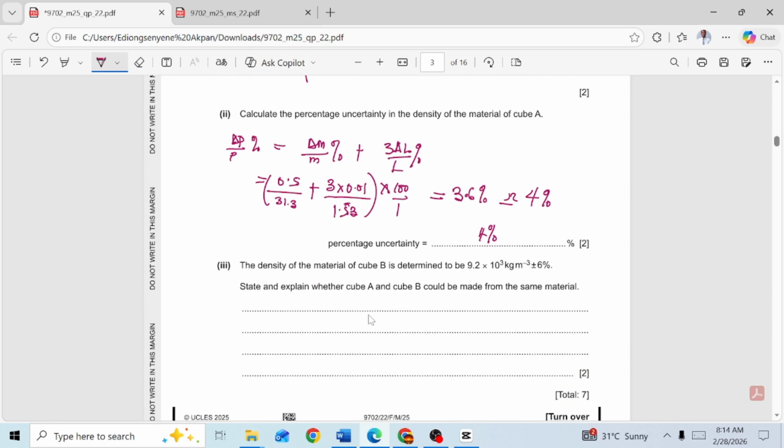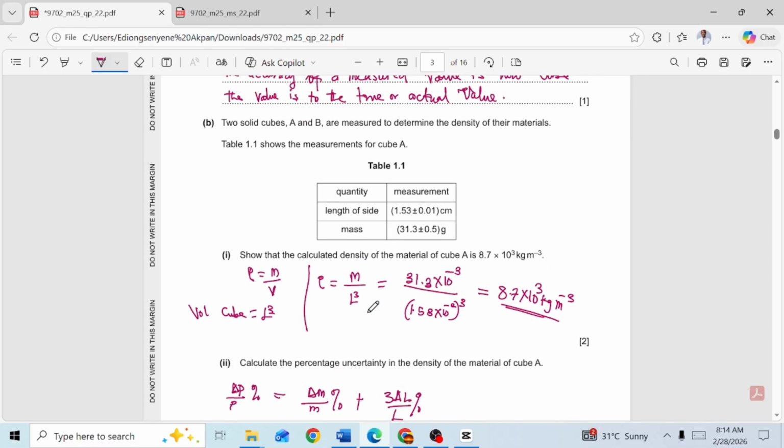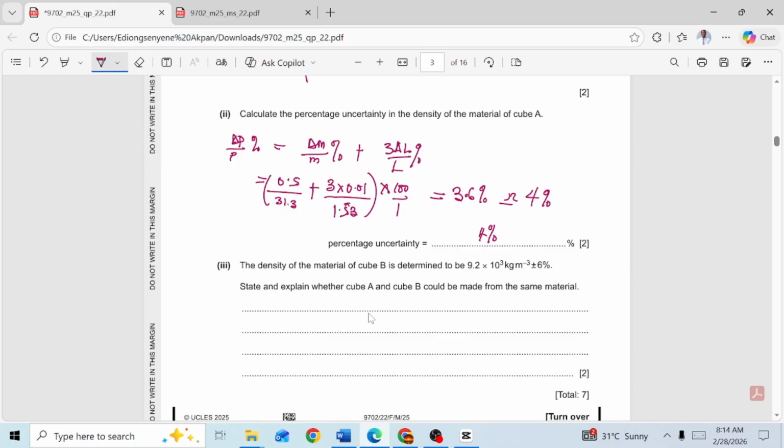The density of the material of cube B is determined to be 9.2 times 10 raised to the power of 3 kilogram per meter cube, plus or minus 6%. State and explain whether cube A and cube B could be made from the same material. For us to know if they could be made of the same material, we compare their densities. Here we have 8.7 times 10 raised to the power of 3 within percentage uncertainty of 4%. Here we have 9.2 times 10 raised to the power of 3 within the percentage uncertainty of 6%.